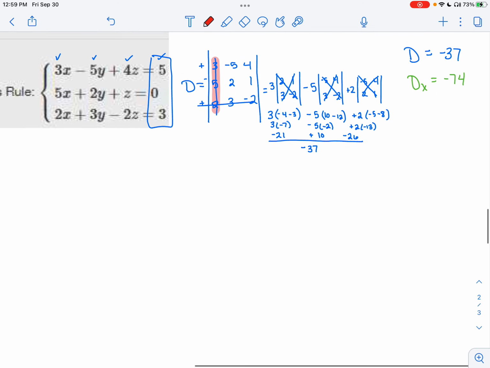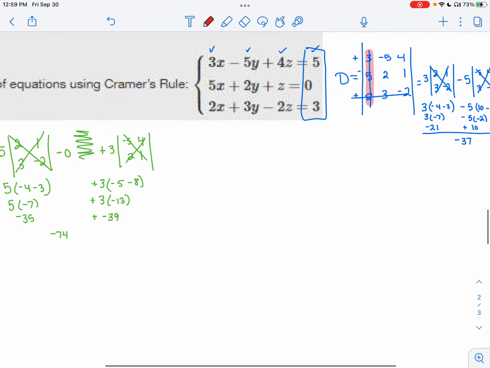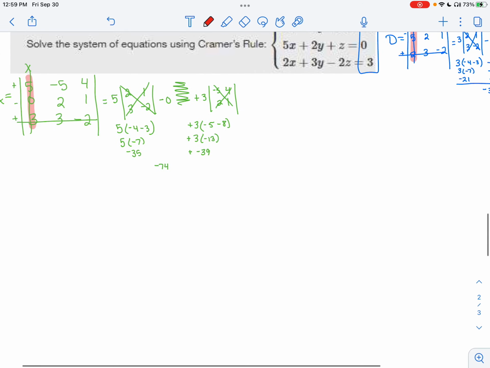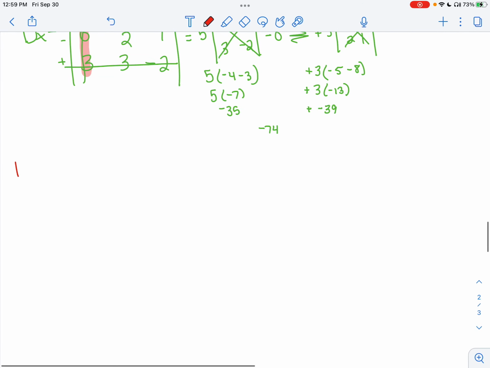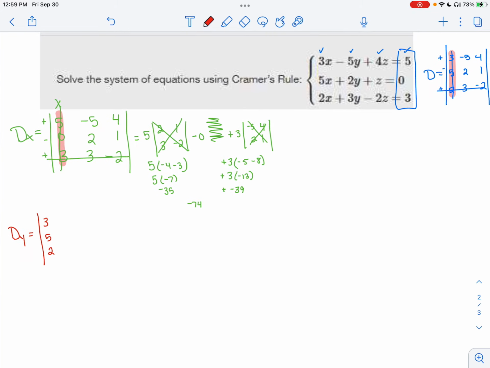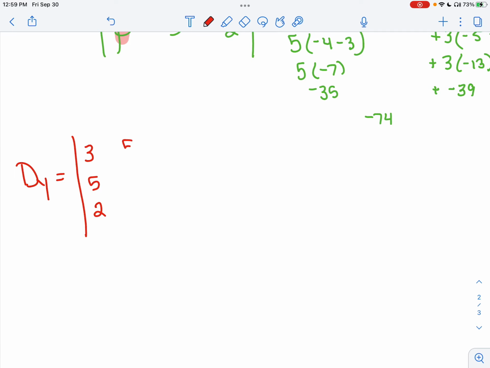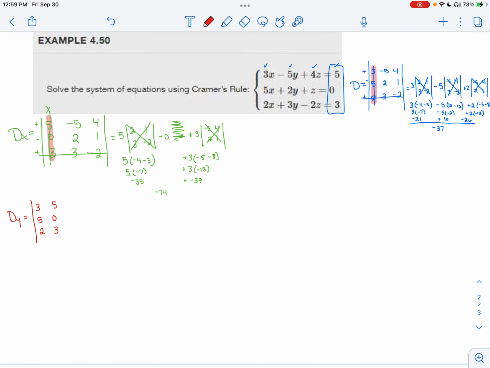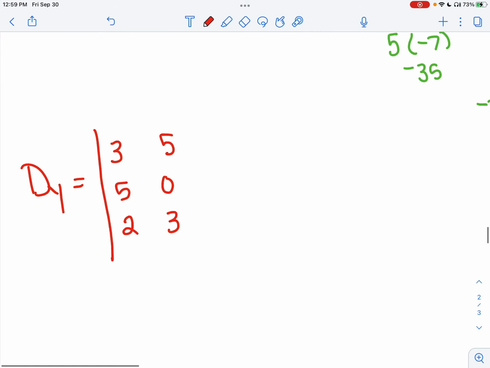So, or not dz, I'm so sorry, dy. So I'm going to replace my y column now. So 3, 5, 2 stays. I'm on dy. Looking at that was this one here. I replace the y column with 503, and I keep the z column 4, 1, and -2.